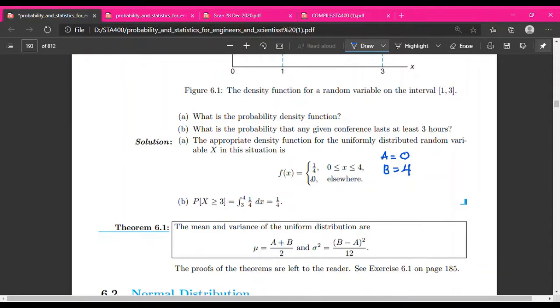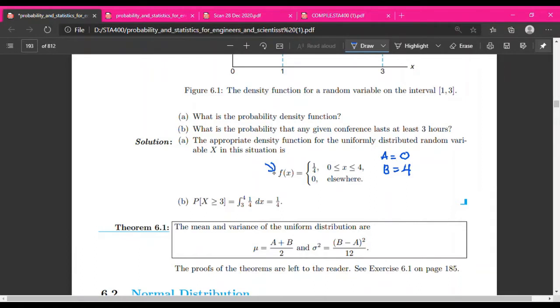Alright, so soalan kedua, once we have the function, bolehlah nak cari probability, kan, probability of more than 3 ke, less than 1 ke, and so on. So because we have the function, a valid function, dan dia punya interval. So soalan yang kedua, what is the probability that any given conference lasts at least 3 hours? Paling sikit 3 hours. Paling minimum dia gunakan adalah 3 hours. So kita nak cari probability of x more than or equal to 3. So more than or equal to 3 maksudnya 3 and above.